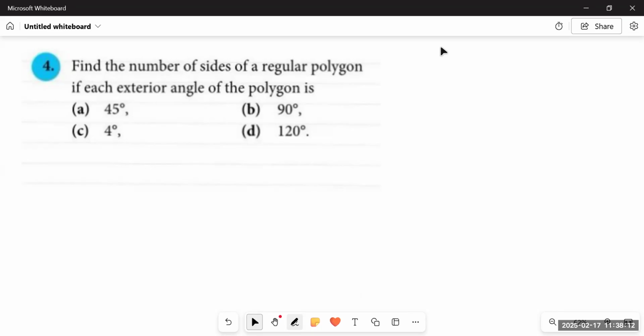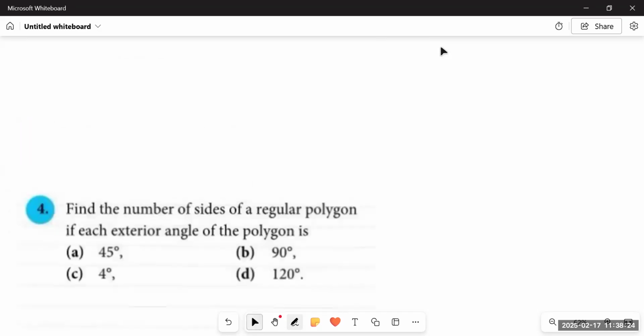So starting from question number 4, where it says find the number of sides of a regular polygon if each exterior angle of the polygon is given. Okay, so let us first understand what polygons are.